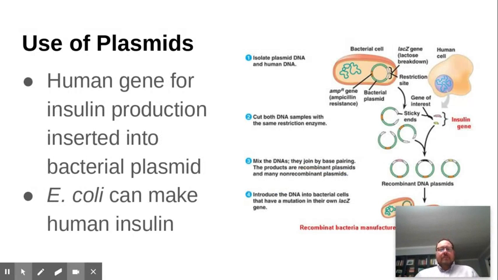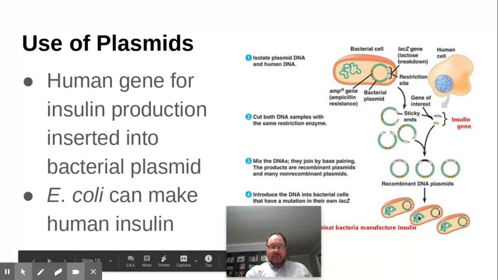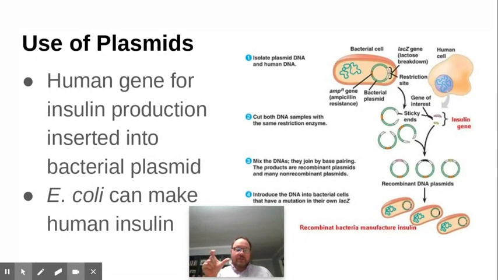All right, so what's the benefit of being able to do this? Well, again, because of the universal nature of the genetic code, you can cut human genes out, insert them into plasmids, and then you can have E. coli crank out human proteins.